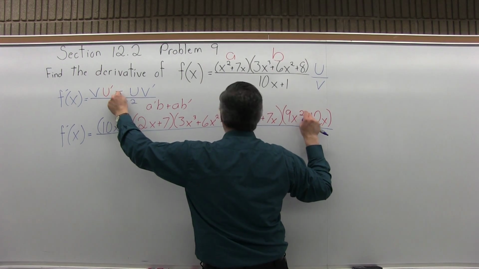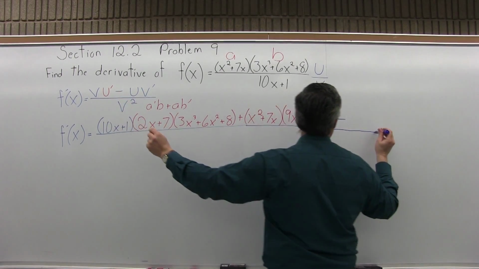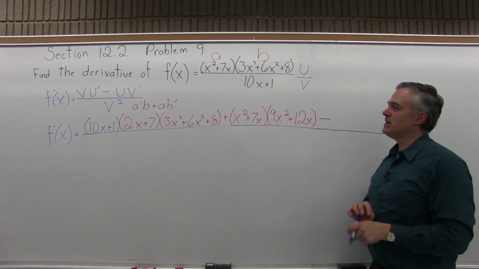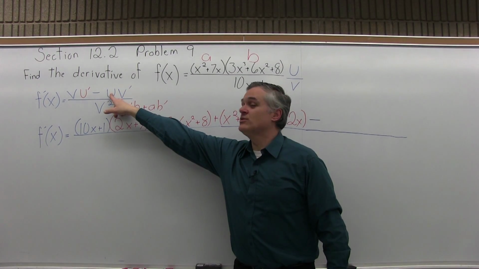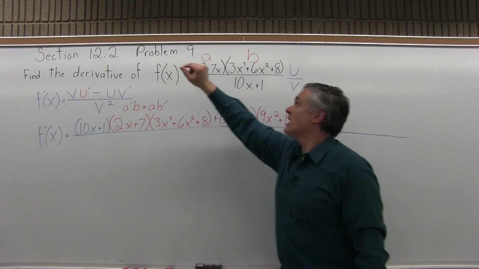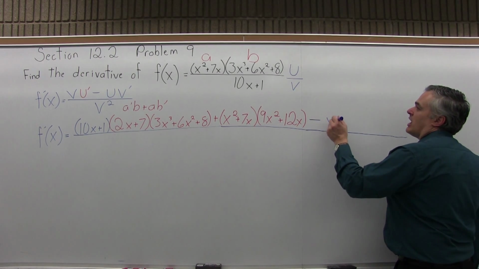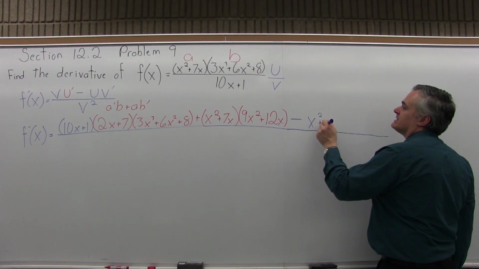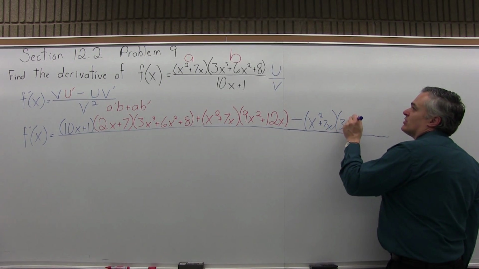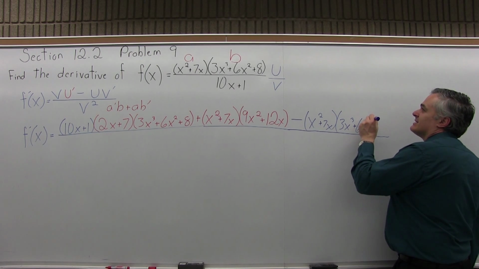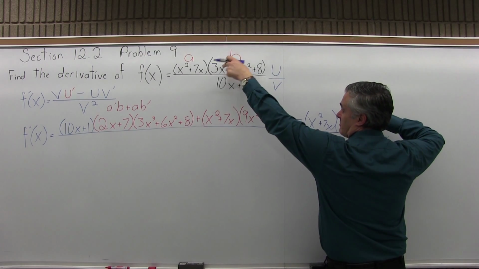Now I'm at the minus. So minus, and I'm going to have to extend my fraction line a little bit. The next part of the formula I must fill in is u with no prime. U with no prime is just the top, no prime, just the way it is. So the top with no prime is x squared plus 7x times 3x to the third plus 6x to the second plus 8. That's my u with no prime.